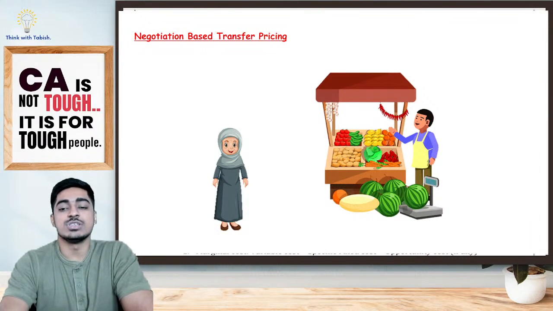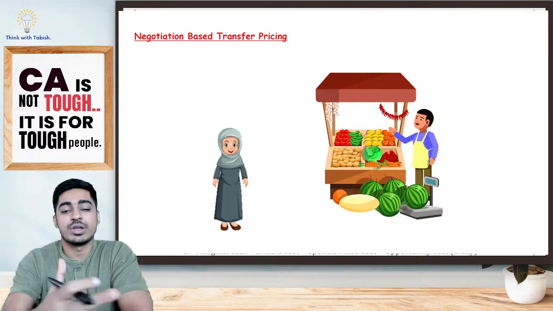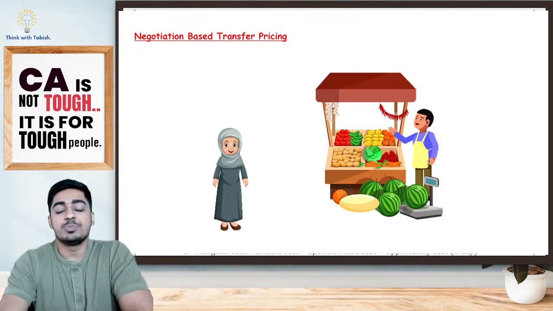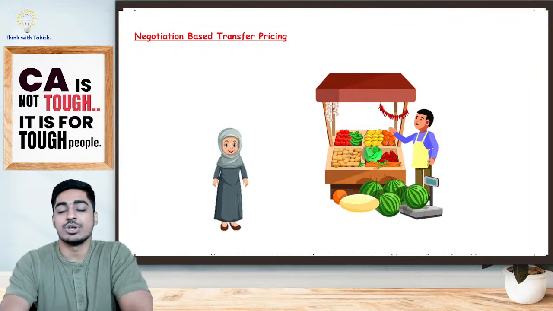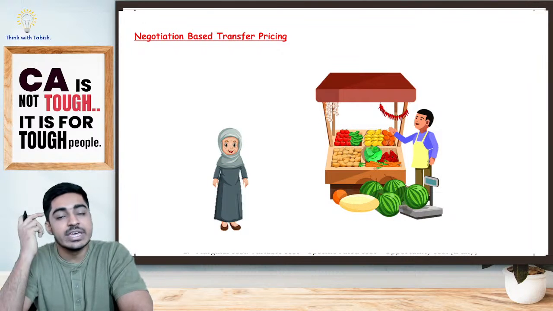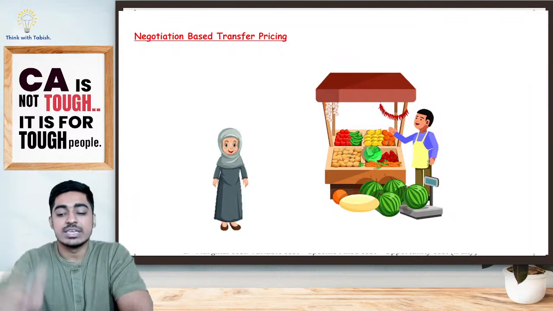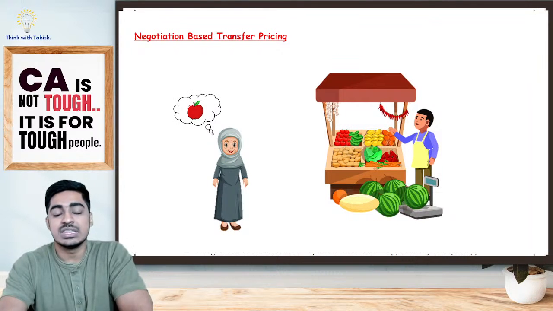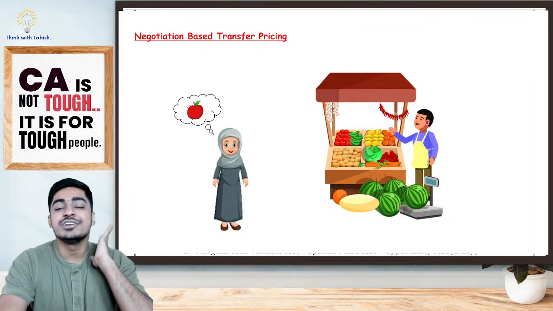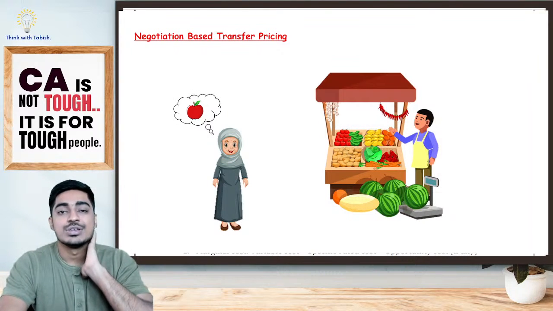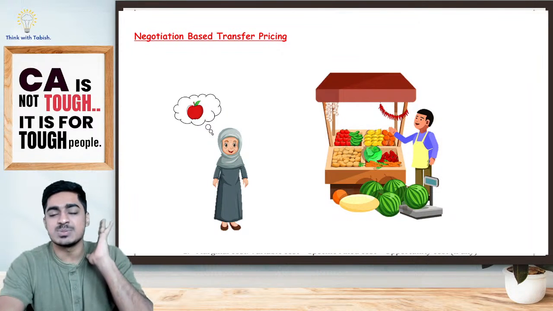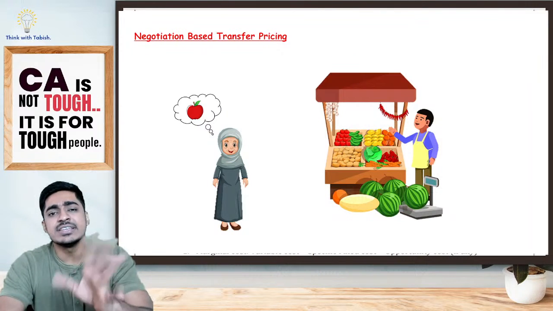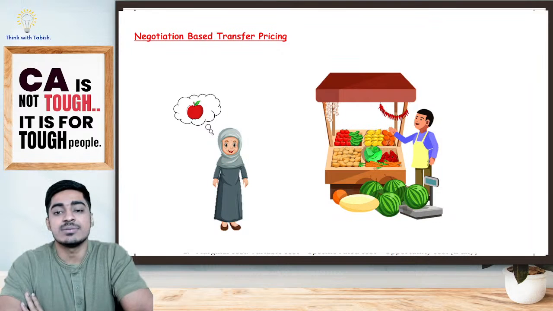Suppose your mom, or a random lady, is going to purchase vegetables. What will be there in mom's mind? Mom is going to purchase apple. She'll think, maximum I can pay 100 rupees for apple. More than that, she cannot pay. So the customer is always thinking, maximum this much I can pay. Lesser than that, 80, 70, 60, even if he is giving for 10 rupees, she'll take and come.